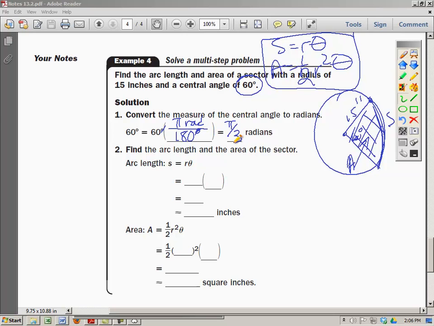So then, to find the arc length, we simply take the radius, which is 15, and multiply it by the angle, which is pi over 3. This becomes 15 pi over 3, or simply 5 pi, because 3 goes into 15 five times. A rough approximation for that would be 15.71 inches. This is in inches because it's a length. Remember, it's the length of that piece: how far is it along the circle from that dot to that dot? That's what we're looking for.